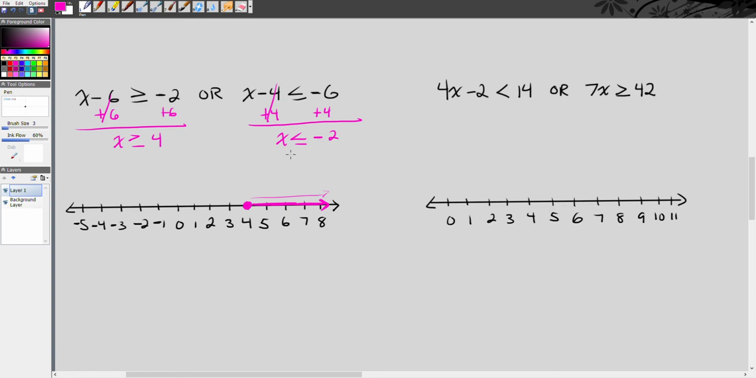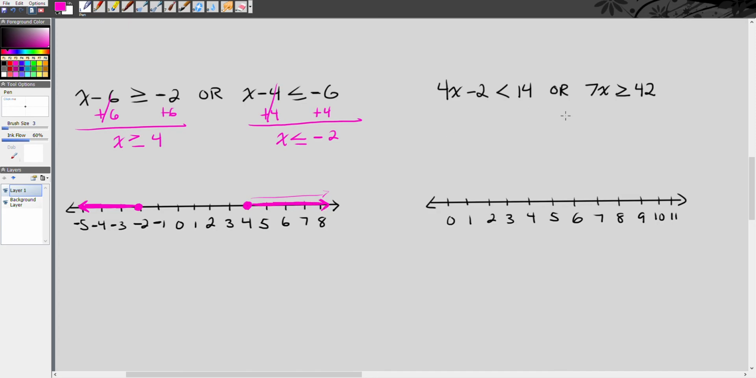But when we say x is less than or equal to negative 2, negative 2 is over here, solid circle, and less than is to the left. So we're going to shade this way. So if you can kind of see the differences, the graphs for ands overlap each other, and the graphs for ors point away from each other.